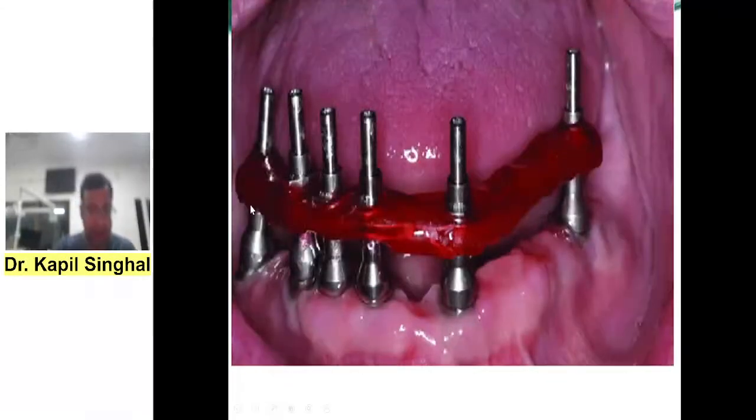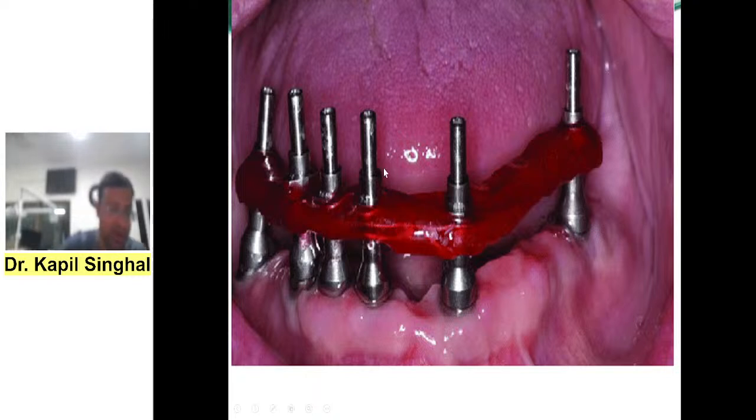Whenever there is more than one adjacent implant, could be two, three, four, or a full mouth case, it is important that you splint these impression posts with a material that is known as pattern resin. So this material, that red color material, is known as pattern resin. You can get this picture. They can ask you multiple questions on this. They can ask you, what is this? So this is pattern resin.